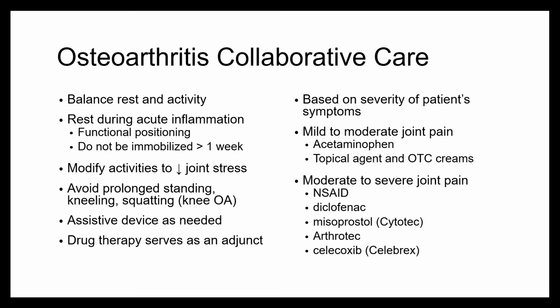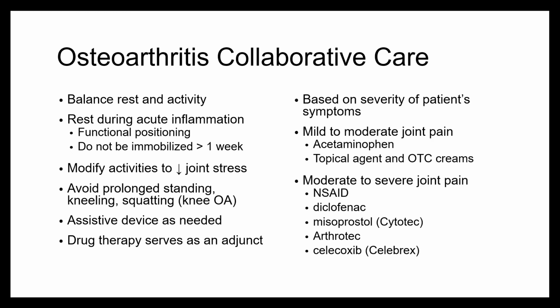Collaborative care for osteoarthritis consists of a balance of rest and activity. Patients should use ice during periods of acute inflammation. They should also use functional positioning, putting the joint in a position that is most comfortable to them. And we do not want them to keep that joint immobilized for greater than a week, as this can exacerbate the condition. For stiffness, they can use heat therapy, such as hot packs, whirlpool baths, or paraffin wax.